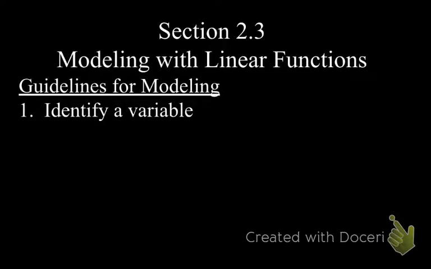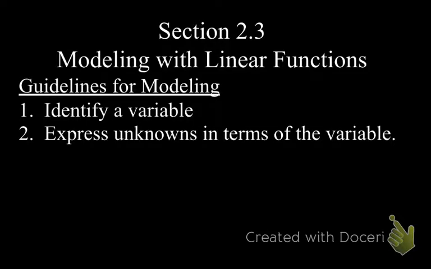The first thing we want to do is identify a variable. And a lot of times the variable is really determined by the question that is being asked, and so a lot of times we'll just use the variable as the answer to the question. So if somebody's asking for, let's say, the length of the side of a house, we would use the variable to represent that length of the side of the house. So that would be an example there. We want to identify a variable. Once we've identified the variable, we want to express the unknowns in terms of the variable. Sometimes there are certain things we don't know, but we can use that variable to help us represent those values.